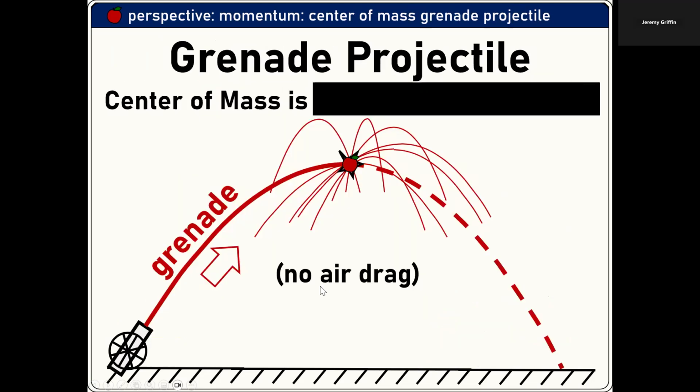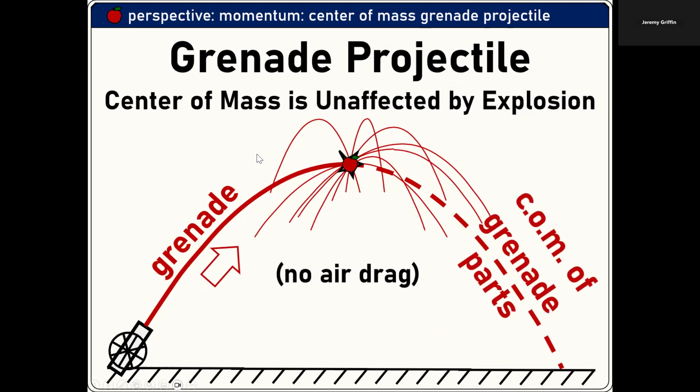Ooh, how about a grenade that explodes midair? Look at all these grenade parts, like 100 grenade parts all going different directions. What can you say about the center of mass? Unaffected by the explosion, it stays the same. So the center of mass of all the grenade parts lands exactly as if it had never exploded at all. I've seen AP ask questions in the past where they usually just break it into two pieces. They say maybe the grenade breaks exactly in half, and one piece lands 10 meters ahead, while the other piece would have to land 10 meters behind.